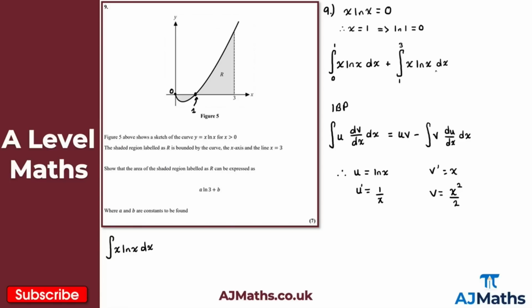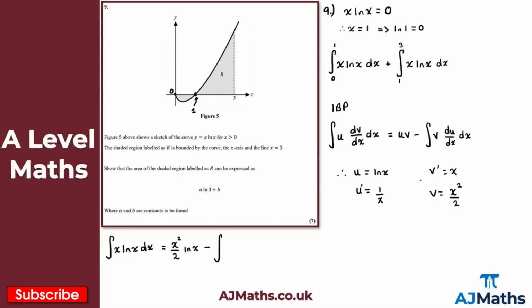Obviously, I don't need to integrate this again. It's the same expression. So if I just integrate this here, and then we'll worry about the limits. So x ln x, using integration by parts here, we're going to get uv. So u times v here, so I get x squared over 2 times ln of x. And then we've got minus the integral of v du by dx.